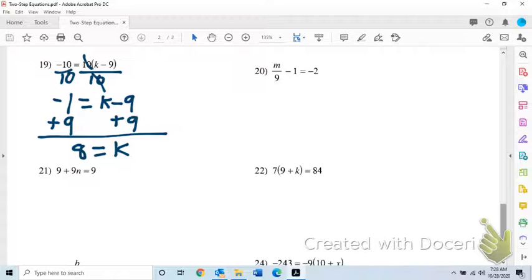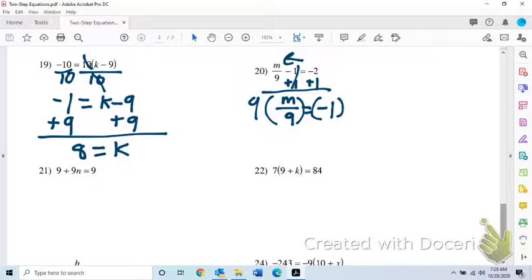Number 20. Standard, we're used to these. We know these. We can do these. We're going to add 1 to both sides. Remember, we're working far away from the variable to close by. Those cancel out. So we have m divided by 9 equals negative 1. M divided by 9, we get rid of that with multiplication. We have m equals negative 9.